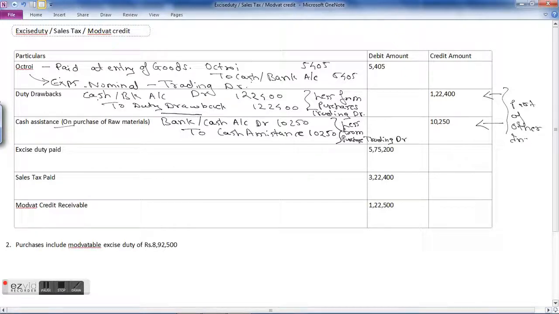Okay, but since it is related to purchases, it's better to show it as a reduction from purchases on the trading account debit side to reflect the proper cost of goods sold.